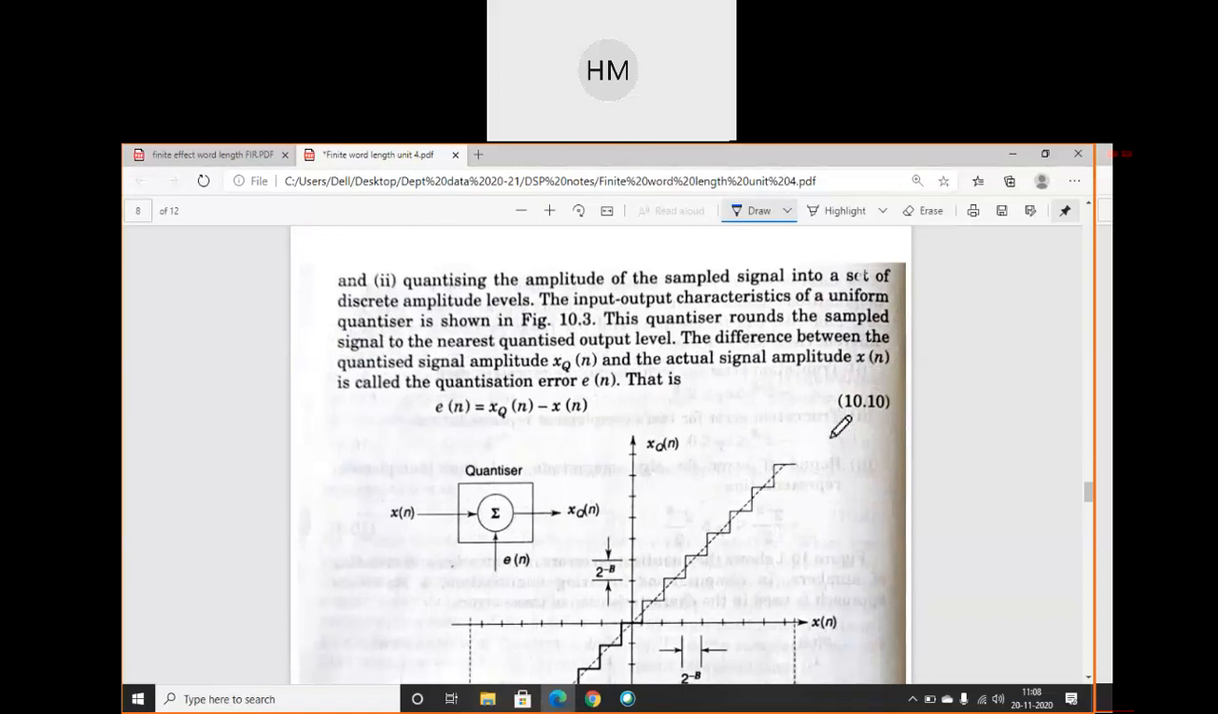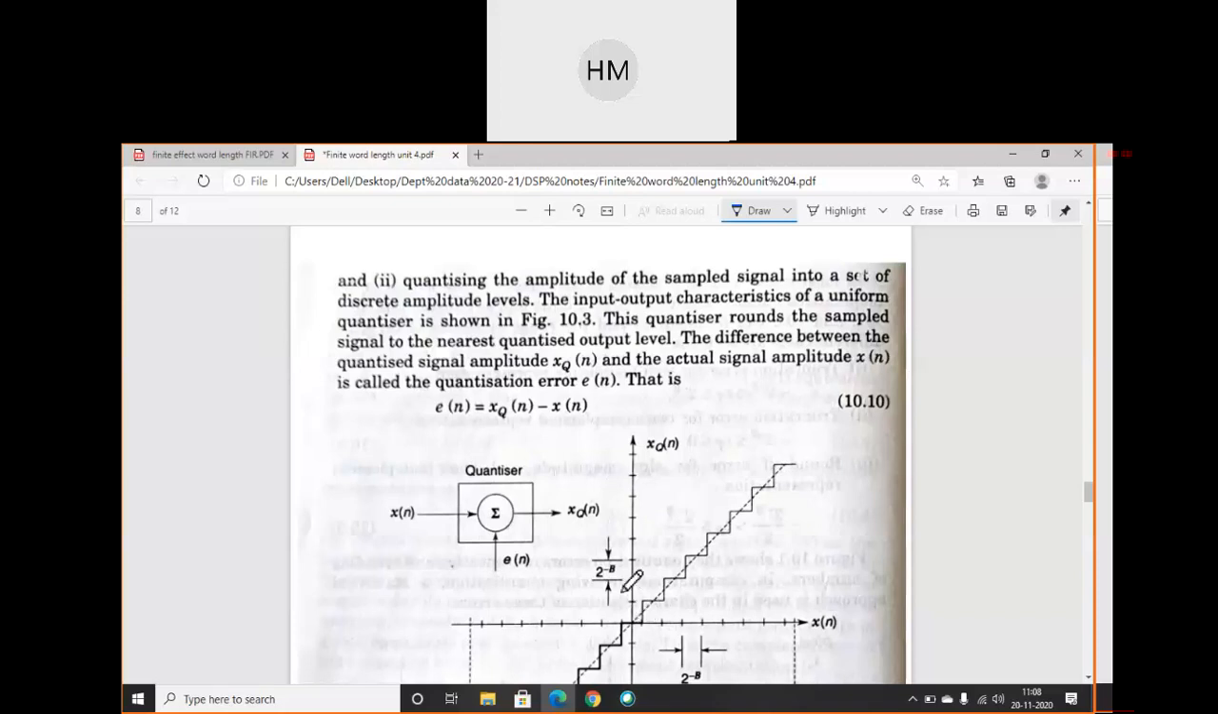And second step is quantizing the amplitude of the sample signal into a set of discrete amplitude levels. The input-output characteristics of a uniform quantizer is as shown in figure. This quantizer rounds the sampled signal to the nearest quantized output level. Okay, we are quantizing, this is my signal. We have sampled on x-axis and y-axis, we have leveled all these things and we have to follow the Nyquist criteria, frequency less than sampling frequency.